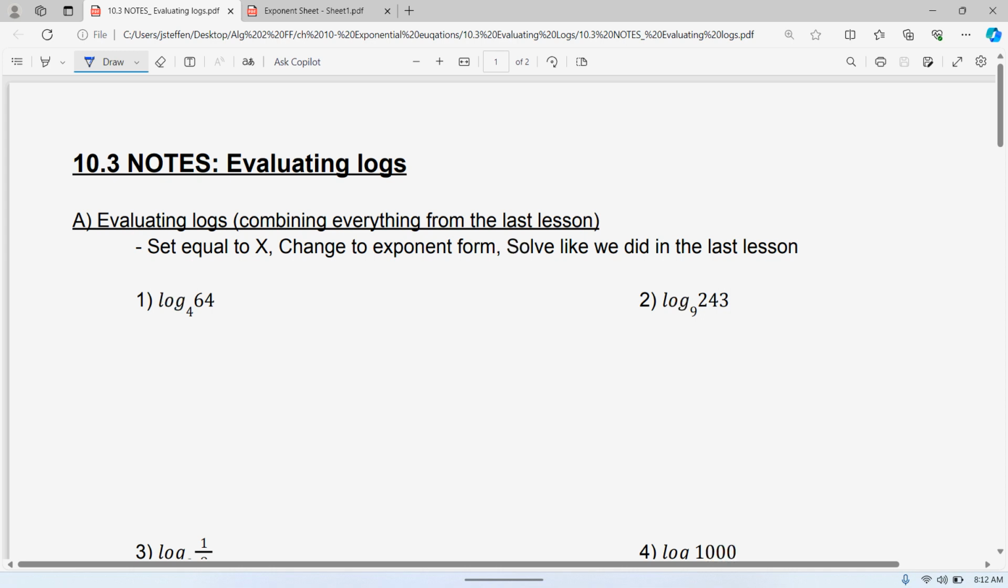So we're going to start section 3, evaluating logs. And so this is essentially going to be saying, log base 4 of 64, what's that actually equal to? What is that? Is that 10? Is that 1? 3.5? What is that? So we're going to be able to solve that.